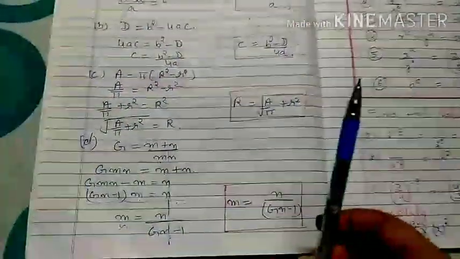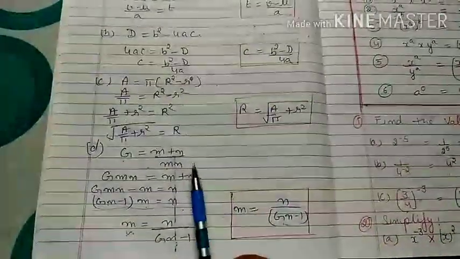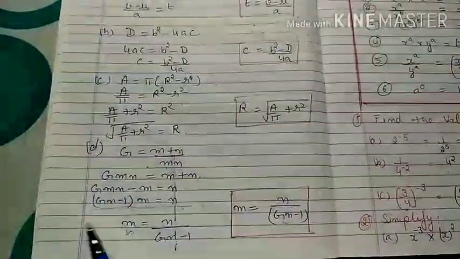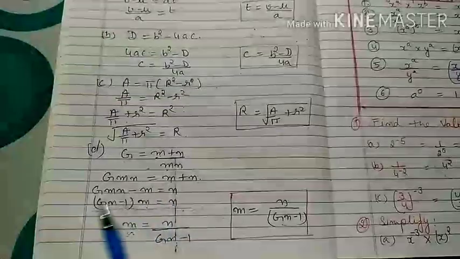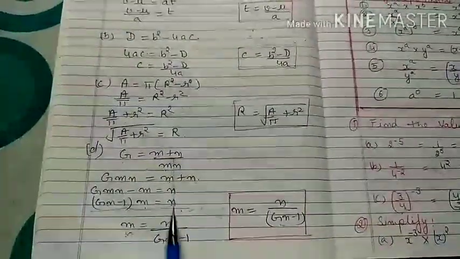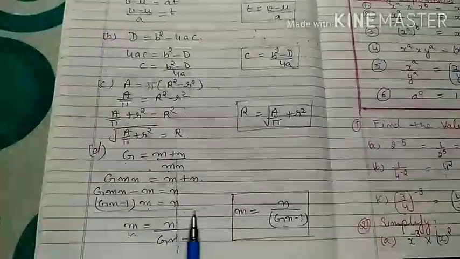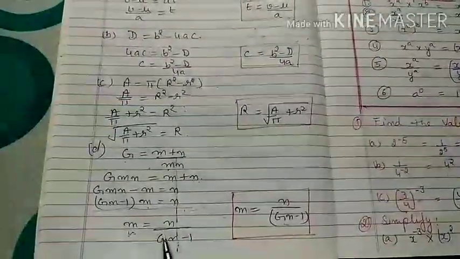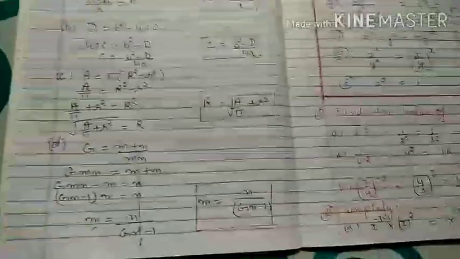Next is G is equal to M plus N by MN. So you want to extract the value of M. So first I multiply MN with G. Now M shifted to the other side, take M common, and the other term multiplying M will be divided by what term is present on the right side. So M value is NG by N minus 1.